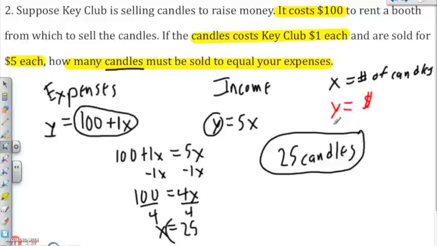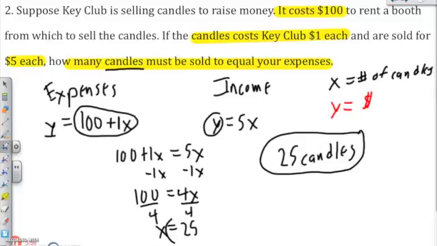If we wanted to find out what our Y value is, we would plug 25 back into either one of those equations and figure out what Y was. But in this case, we were just asked to find how many candles had to be sold to equal our expenses. So we actually already have our answer.